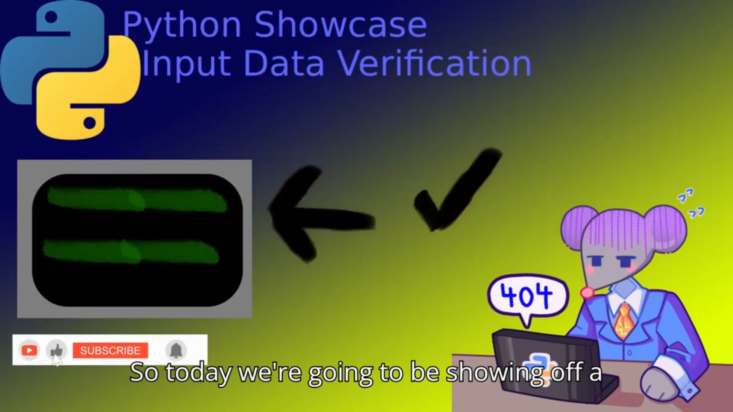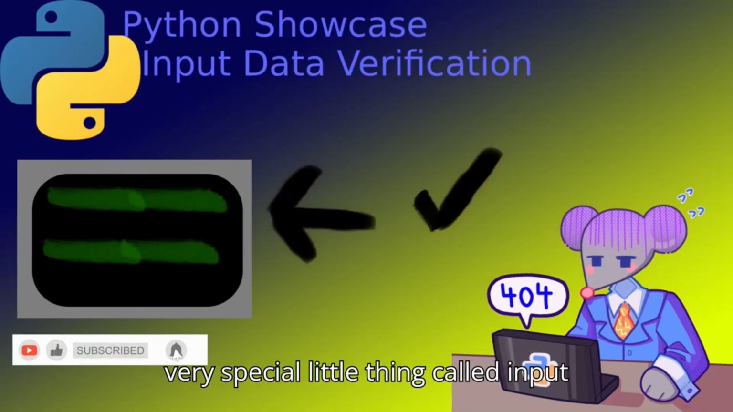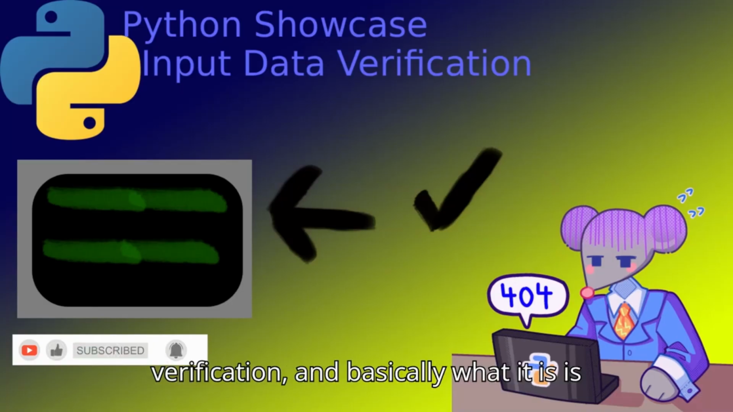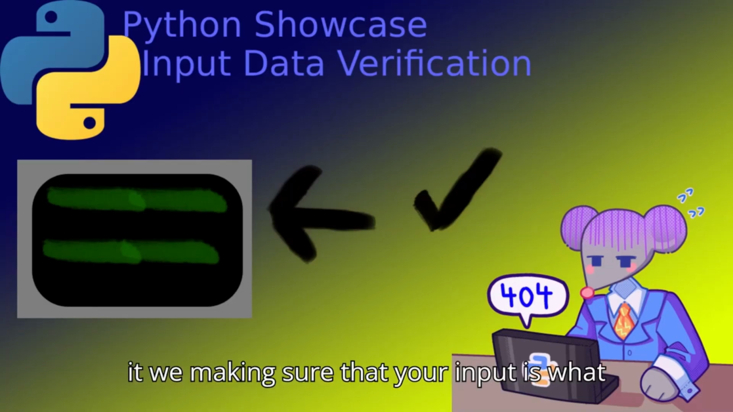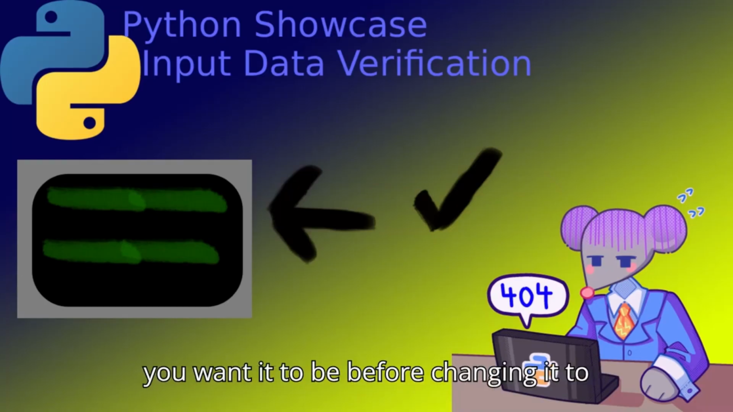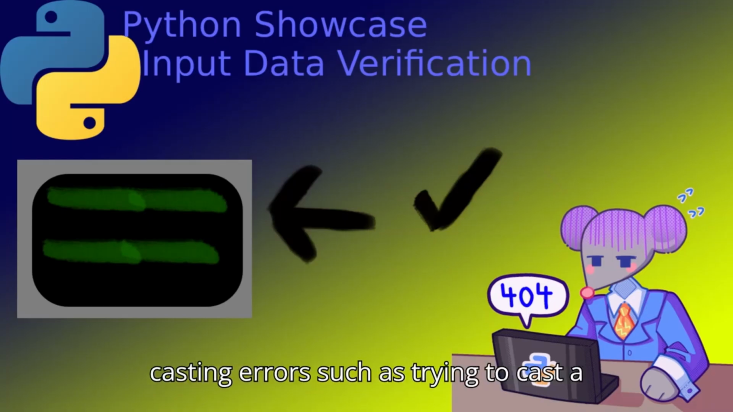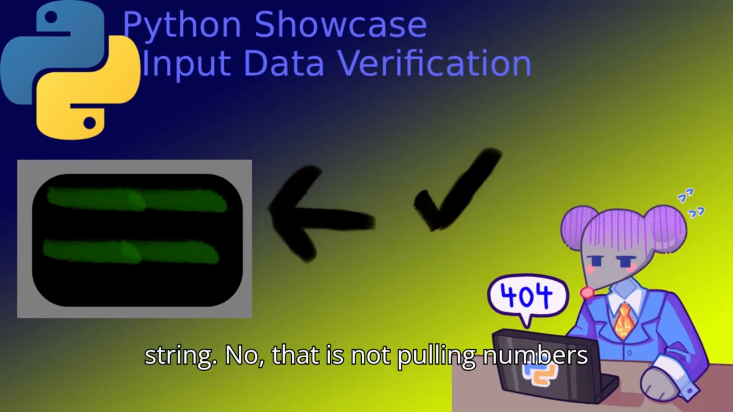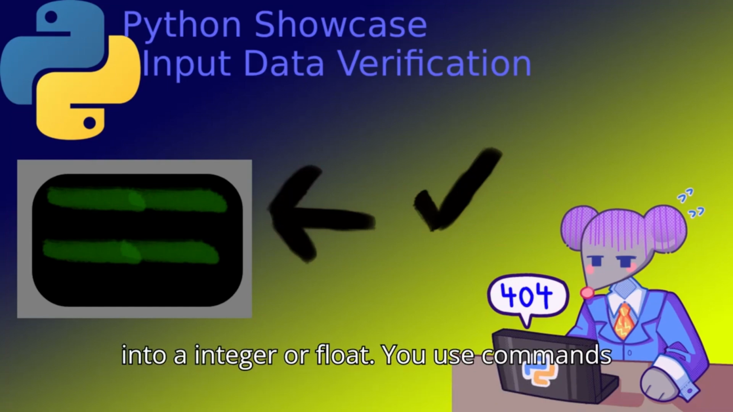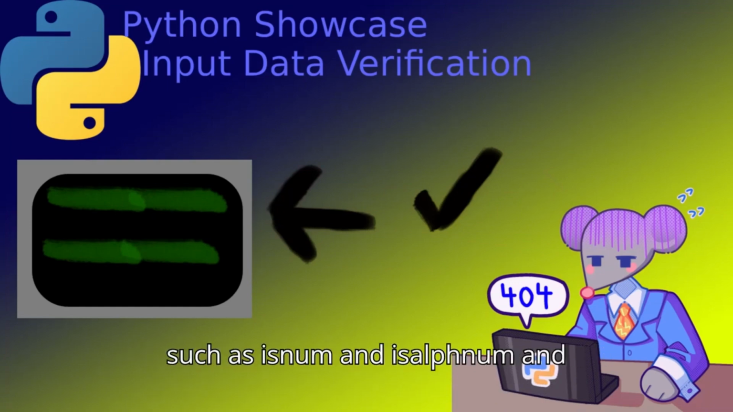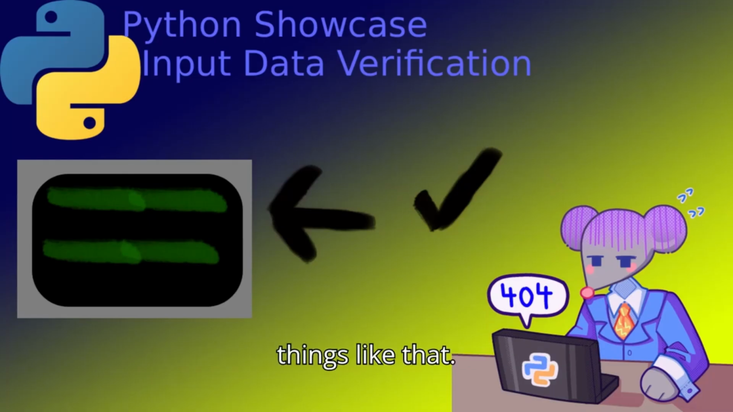So today we're going to be showing off a very special little thing called input verification. Basically, it is making sure that your input is what you want it to be before changing it to a different type of data. This avoids casting errors, such as trying to cast a string that is not purely numbers into an integer or float. You use commands such as isnumeric, isalnum, and things like that.